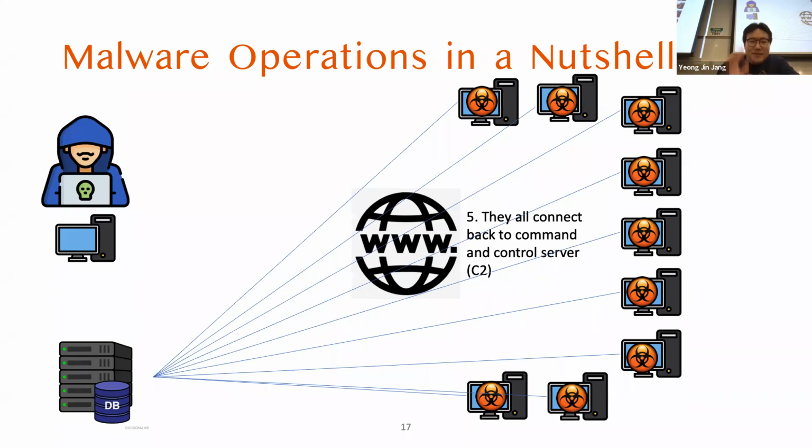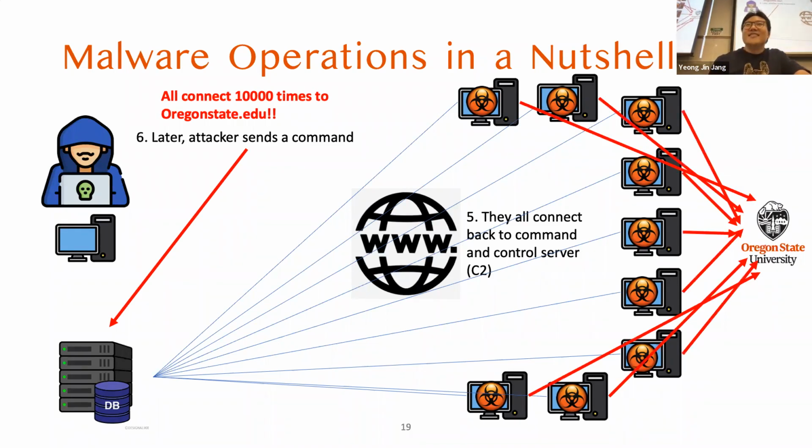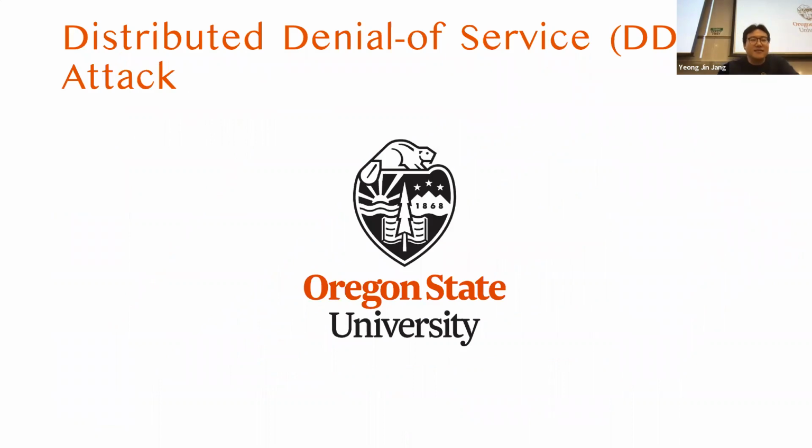So conceptually, what the attacker has done is generate a lot of zombies and then spread the malware across them. And then they wait for the attacker's command. Then if they send a command, they will operate on the victims' machines. So for example, the attacker can send the command that everybody connect to the Oregon State.edu website 10,000 times. Then they will all connect to Oregon State.edu. Then this is a so-called distributed denial of service attack.